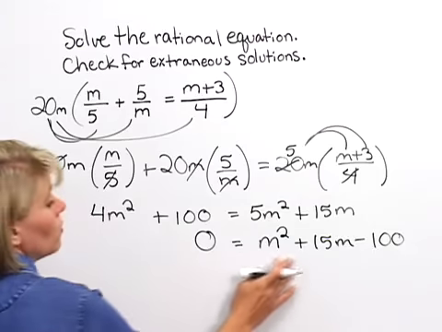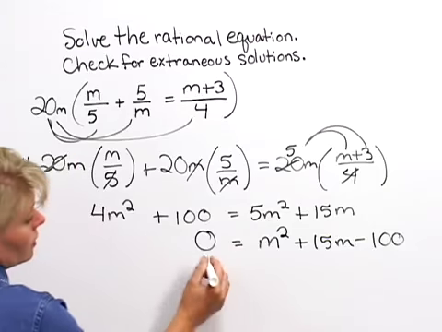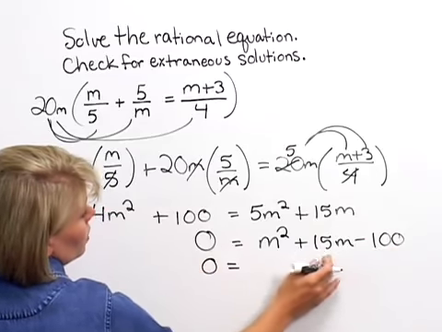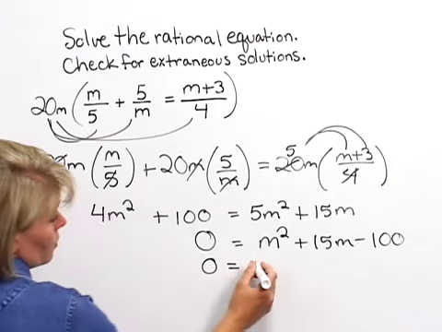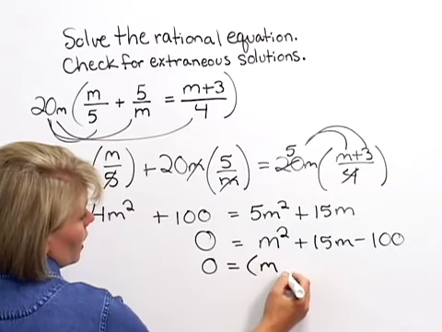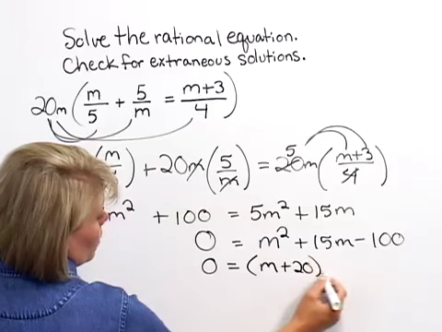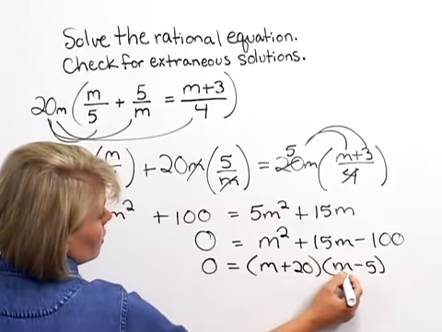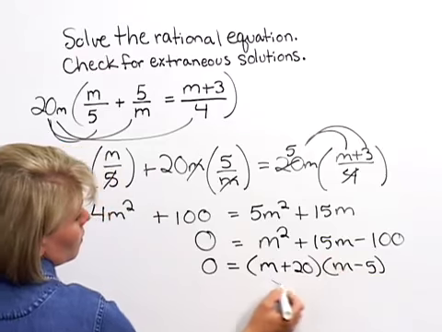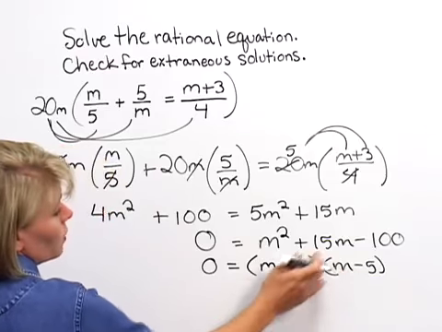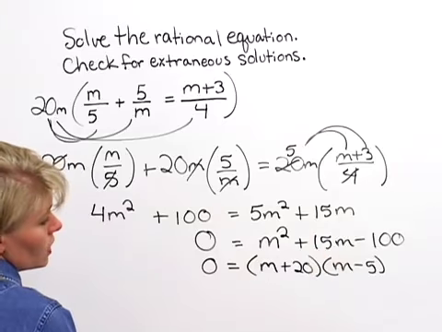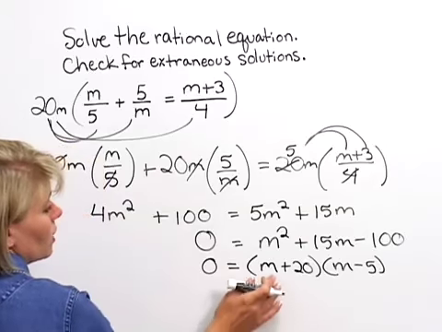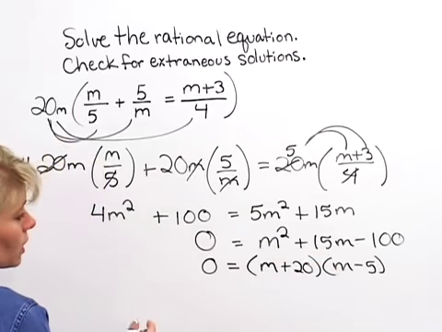We can now factor this and find our solutions. So factors of negative 100 that would add up to a positive 15 give us a positive 20 and a negative 5. This multiplied would give us 20m. This would give us a negative 5m. When you add those together, you get 15m. And 20 times negative 5 would be the negative 100, and m times m would be the m squared.